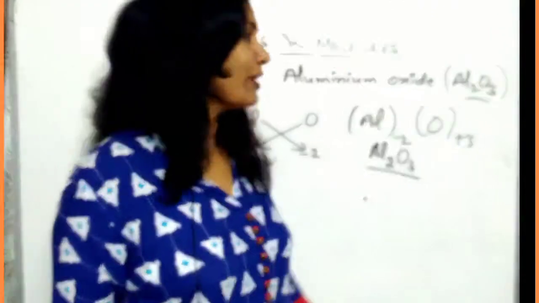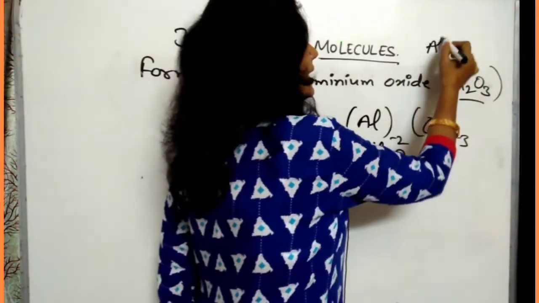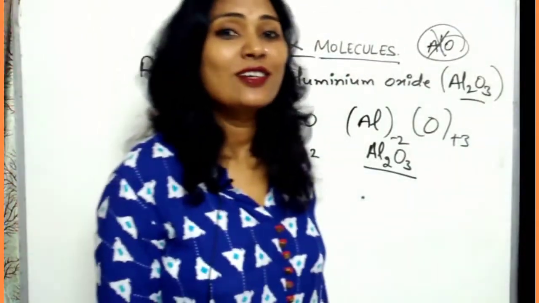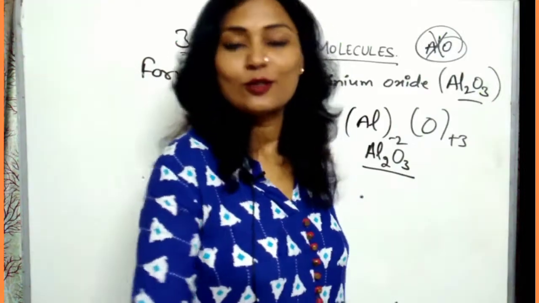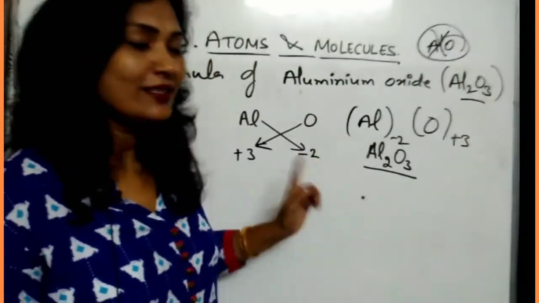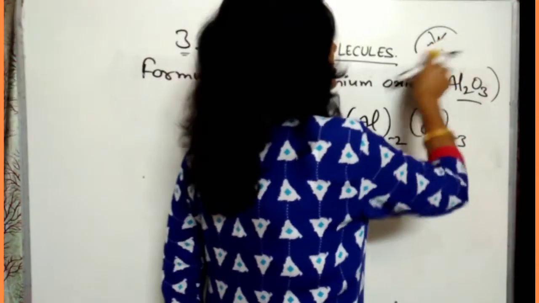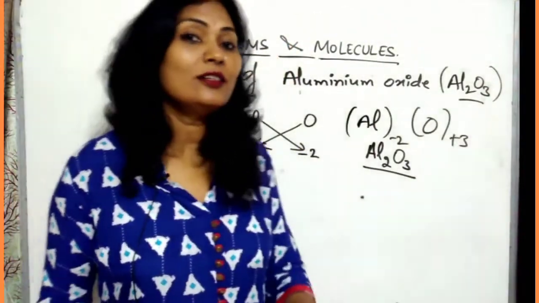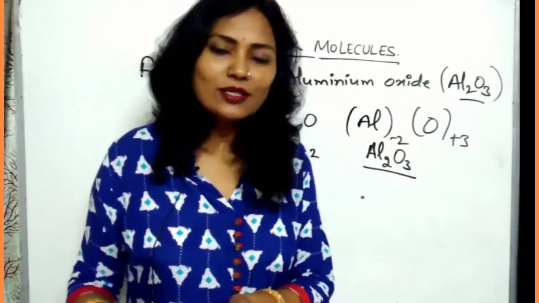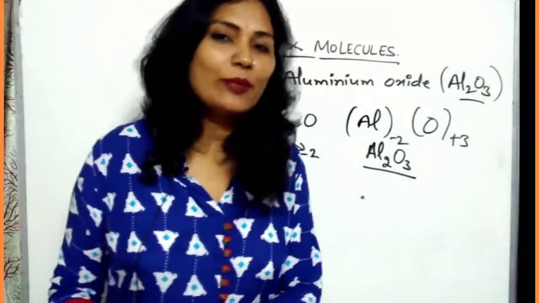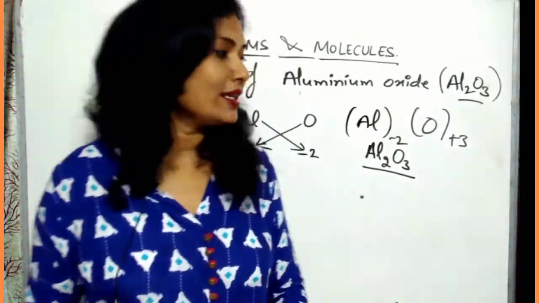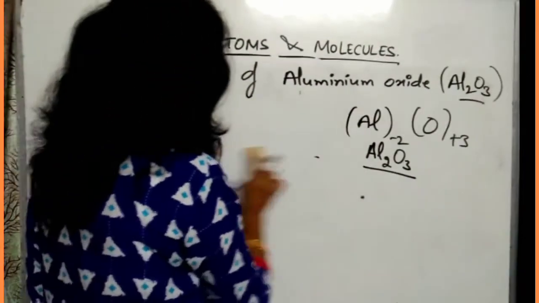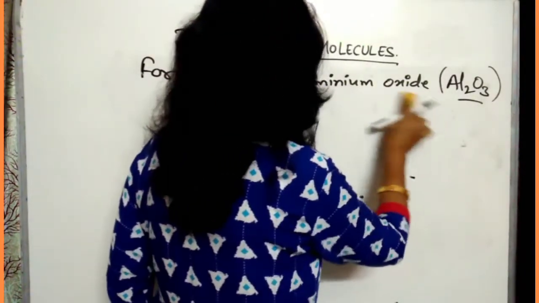Sometimes what happens, you write the formula of aluminium oxide as AlO, so it will become wrong. Why? Because its valency is different. So please write the formula according to these rules. First you will write the symbols of the elements, after that you will write the valency of the elements at the base of the element, cross the valency and write the formula. Okay, let us write another formula of aluminium.